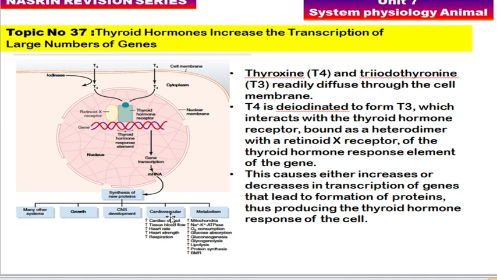So with respect to the cardiovascular system, as I mentioned earlier, they will increase the cardiac output, increase the tissue blood flow, and increase the heart rate and respiration. Metabolically, after all this process, they are important in increasing mitochondrial function, oxygen consumption, and glucose absorption. BMR will increase, protein synthesis will be increased, and lipolysis will be increased.